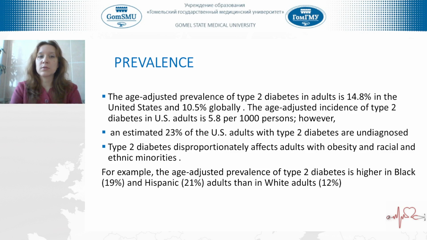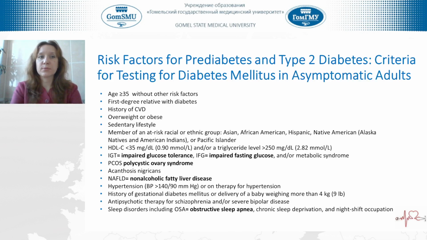Type 2 diabetes disproportionately affects adults with obesity and racial and ethnic minorities. For example, the age-adjusted prevalence of type 2 diabetes in Asian, Black and Hispanic adults is higher than in white adults, about 12%. Risk factors for prediabetes and type 2 diabetes.